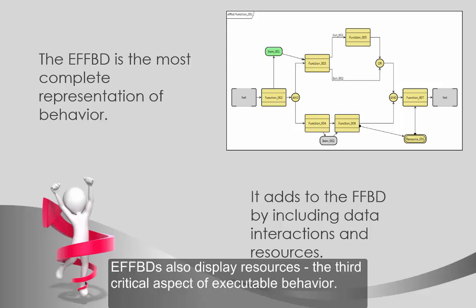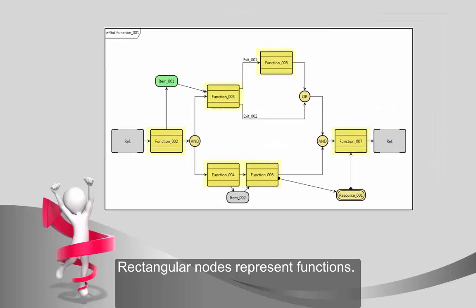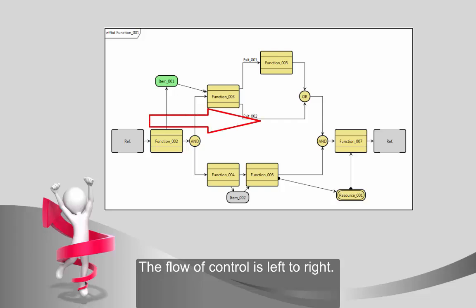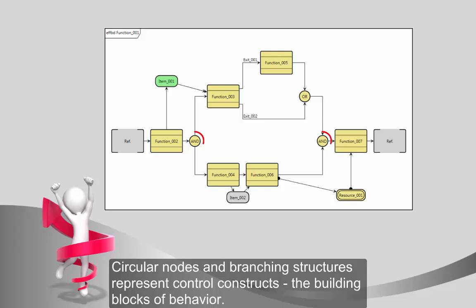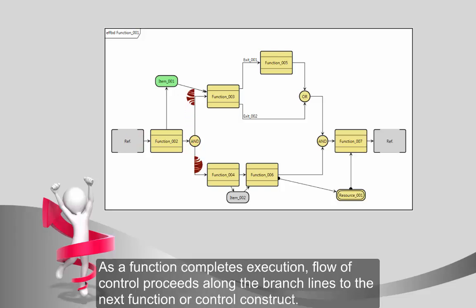EFFBDs also display resources, the third critical aspect of executable behavior. Rectangular nodes represent functions. The flow of control is left to right. Circular nodes and branching structures represent control constructs, the building blocks of behavior. As a function completes execution, flow of control proceeds along the branch lines to the next function or control construct.